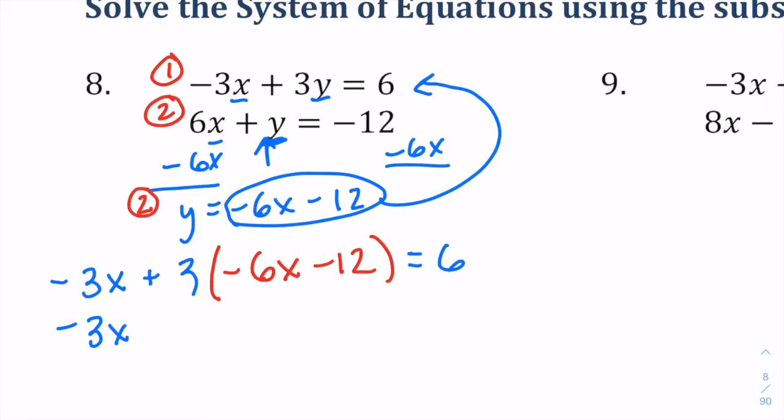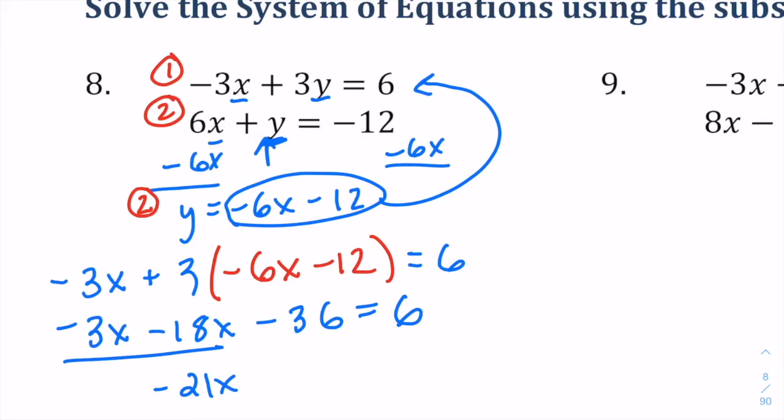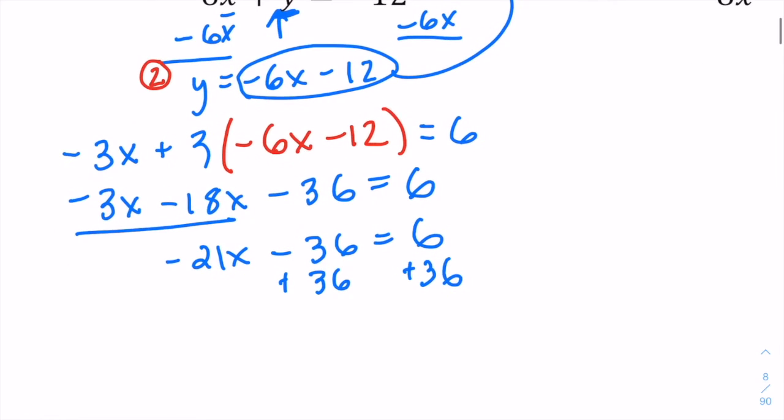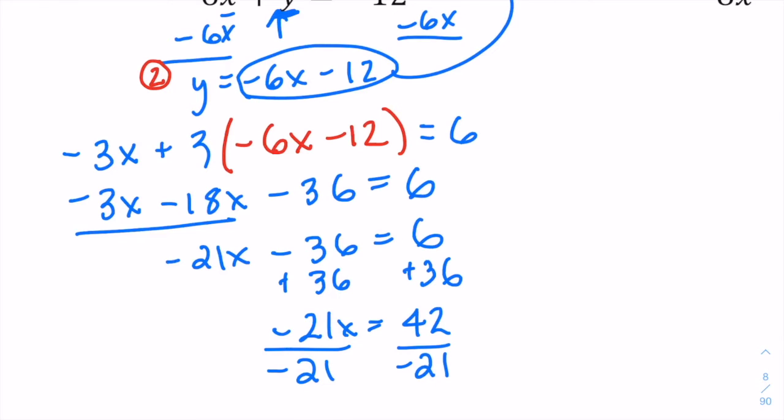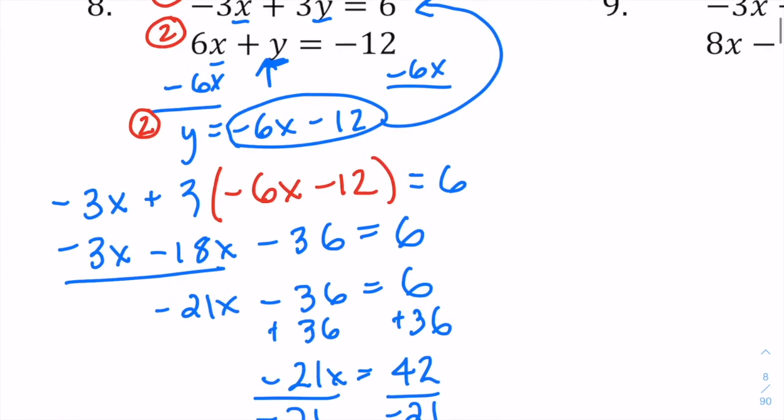Negative 3x. 3 times negative 6x is negative 18x minus 36 equals 6. Okay, we combine like terms. Negative 21x minus 36 equals 6. Add 36 to both sides. And we get negative 21x equals 42. Divide both sides by negative 21. And we get x is equal to negative 2. Great, we're getting closer. So we're going to go ahead and plug this back in.